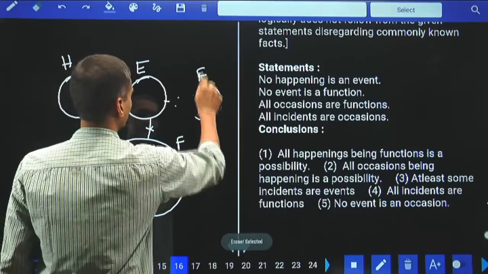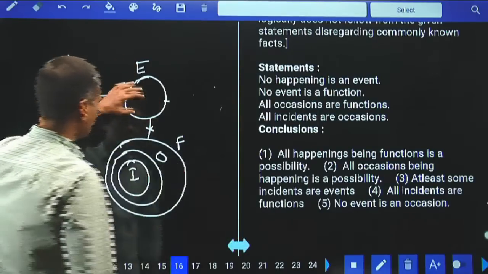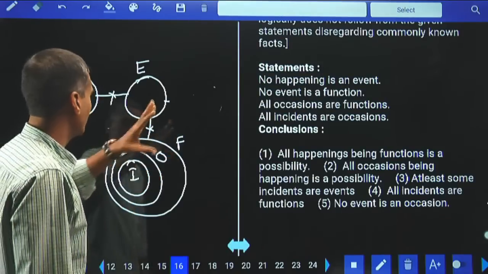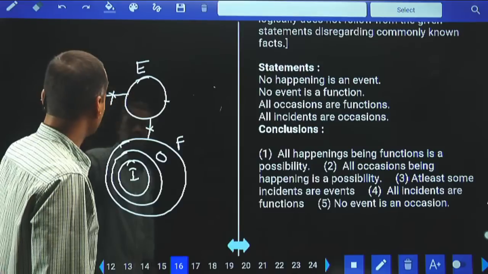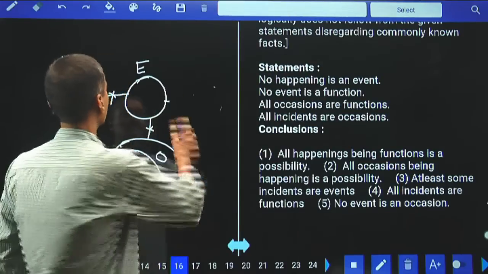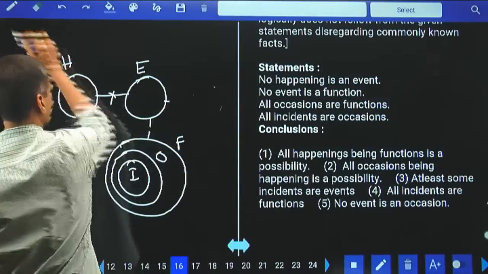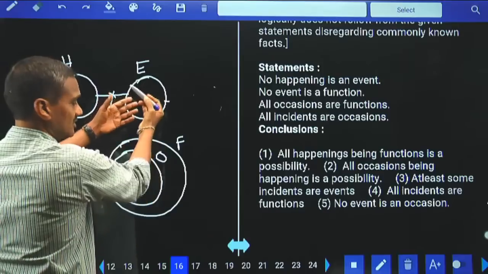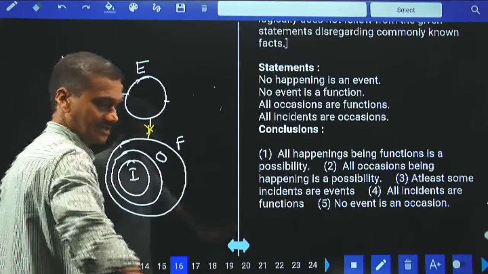Now with the help of this basic diagram, if you observe here, this event should not be intersected with any one of these 3: incident, occasion and function. But these 2 can be intersected like anything. This cannot be intersected with these 3, isn't it? And this is where the representation of this cross plays a very vital role. That means this E cannot be intersected with anything else.